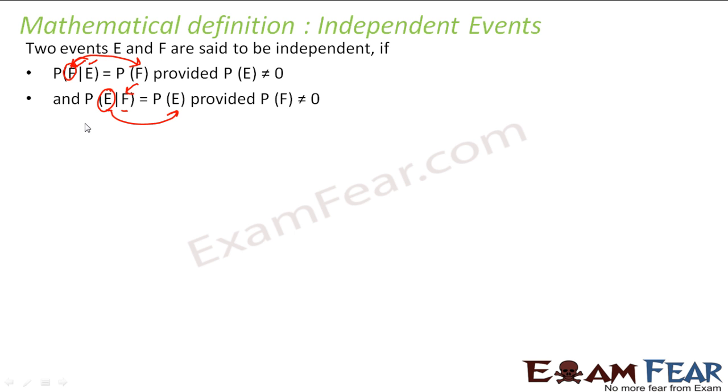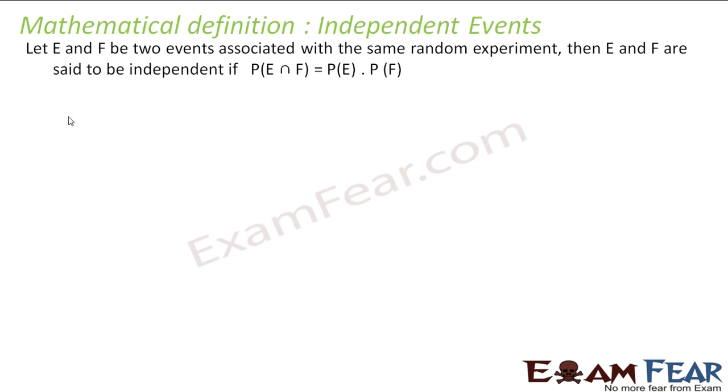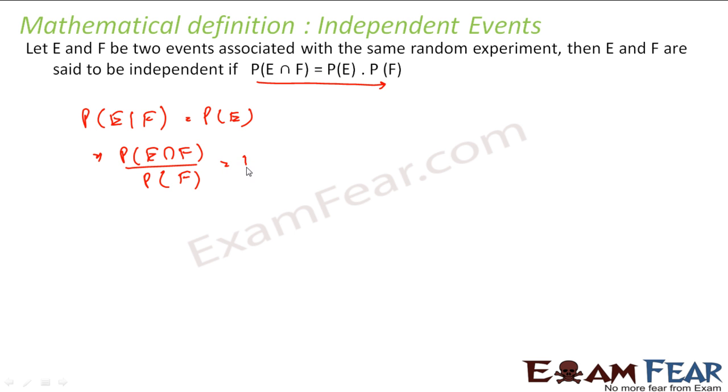With this, you can draw one more conclusion. Let me take that in the next slide. The new conclusion which I draw is that the probability of E and F is nothing but the probability of E into the probability of F, because they are independent events. I got it because I have this formula: the probability of E given F is nothing but the probability of E intersection F divided by the probability of F, which is equal to the probability of E. Solving this further, the probability of E and F is nothing but the probability of E into the probability of F. And this is true only for independent events.